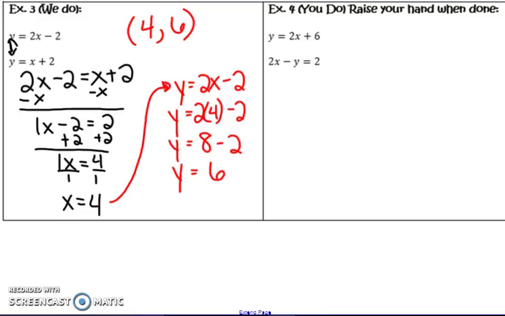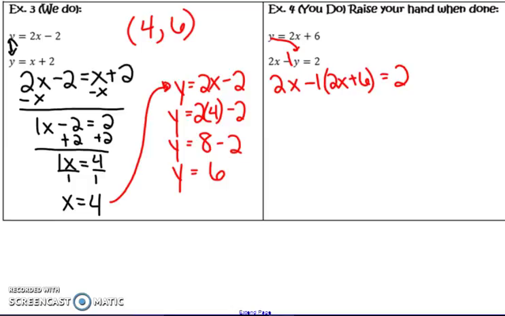Now, example number 4. We have one of our equations already in y equals, so the variable is by itself. So let's substitute it in. I'm going to put a 1 in front of this y to remind myself it is negative 1. That makes this 2x minus 1, and in parentheses, 2x plus 6 equals 2.